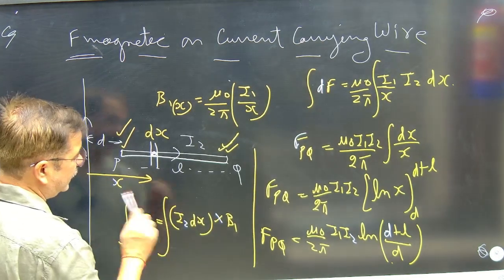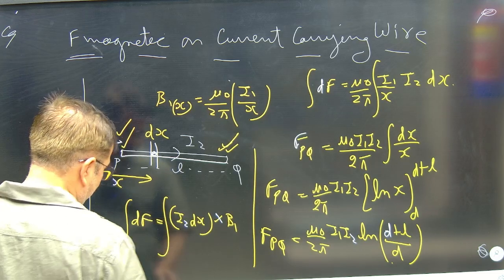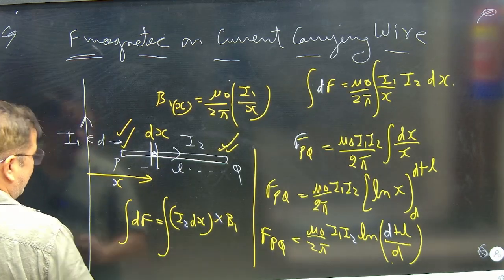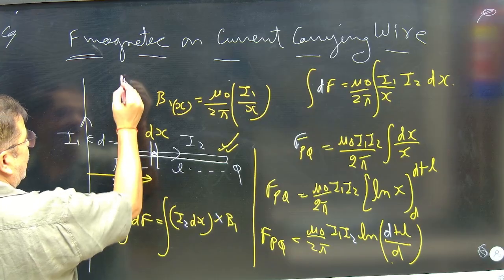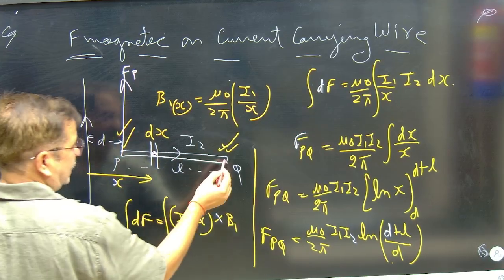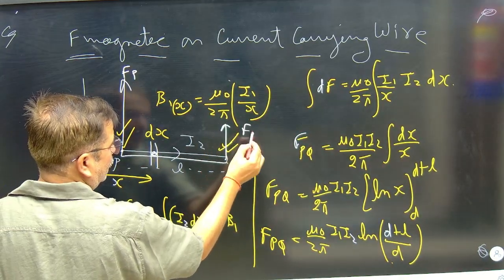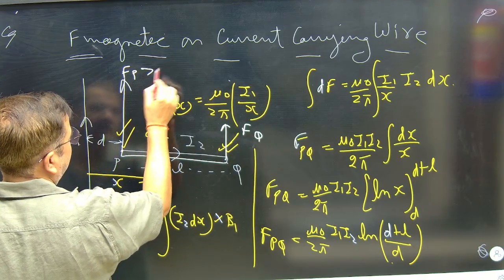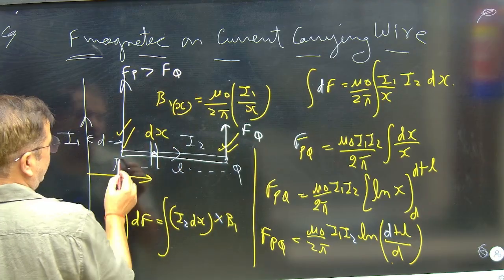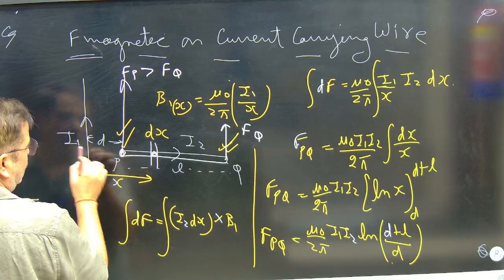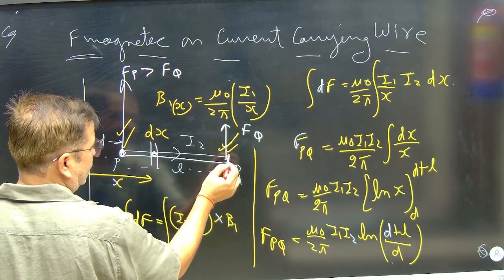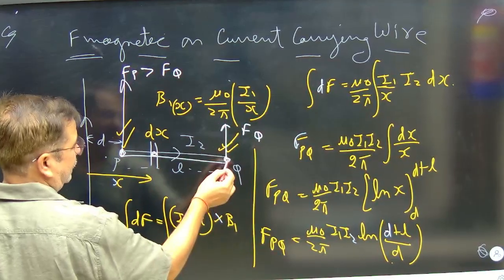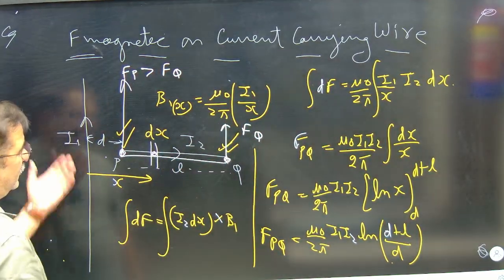And this force, if you want to see even the magnitude of the force, what you will find is that this force will be maximum here at this end. Here the force is Fp, and there is another force at Fq. You will find Fp is greater than Fq. Why so? Because here the magnetic field due to I1, B1, is stronger, and here the field B1 will be lesser in magnitude. So this rod will have the tendency for more force like this.